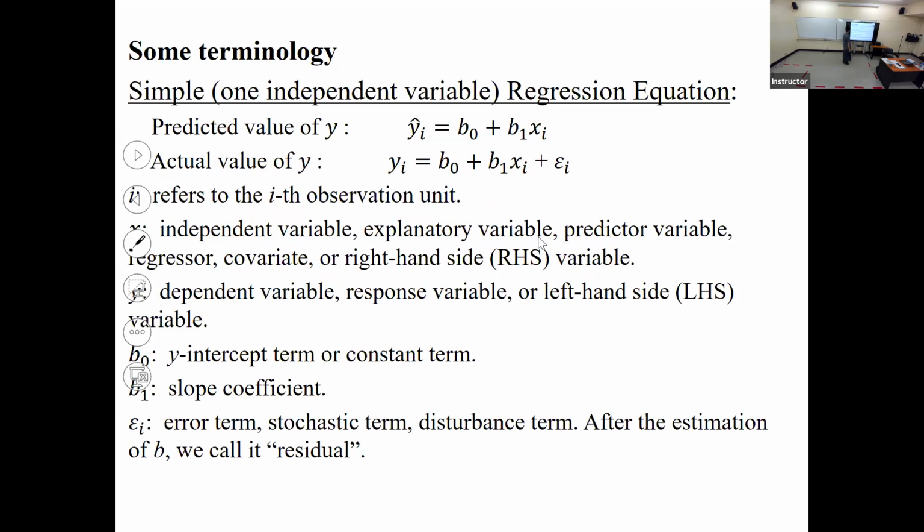Okay, now on the left-hand side. So y is usually, we call it dependent variable.